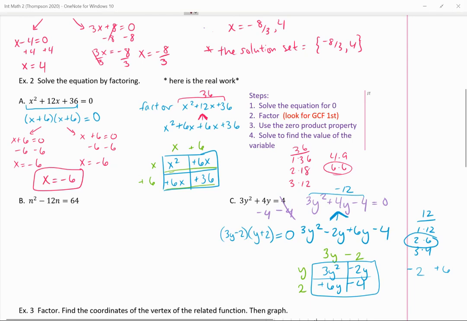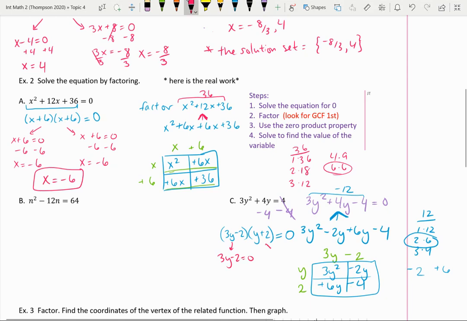All right, so we solved the equation for 0. We factored. Now I'm going to use the zero product property. I'm going to set each one of these factors equal to 0. Because I know something times something equals 0, then one of these must be 0. And then solve. Three y minus 2 equals 0. So to solve for y, the first thing I have to do is add 2. And then to get y by itself, I divide by 3.